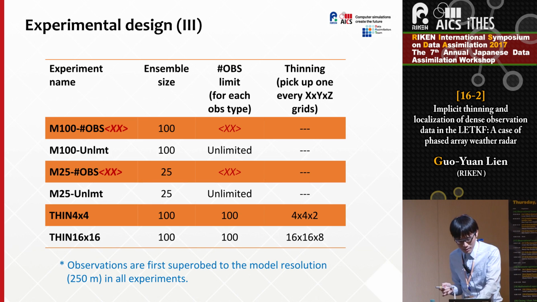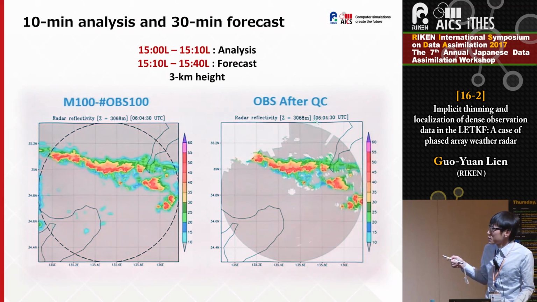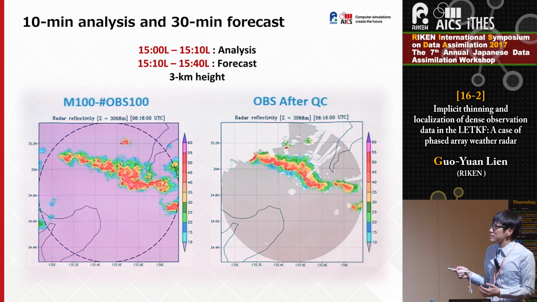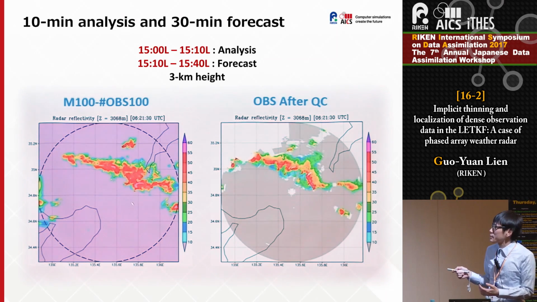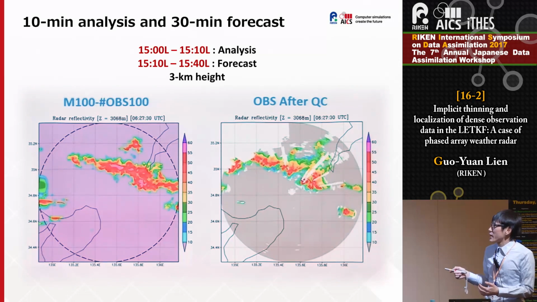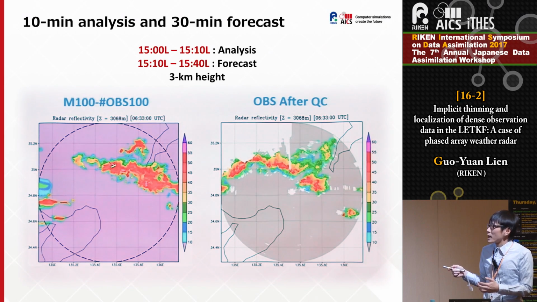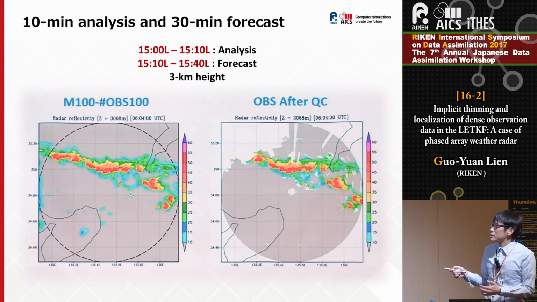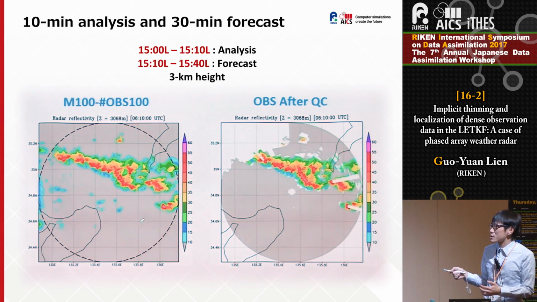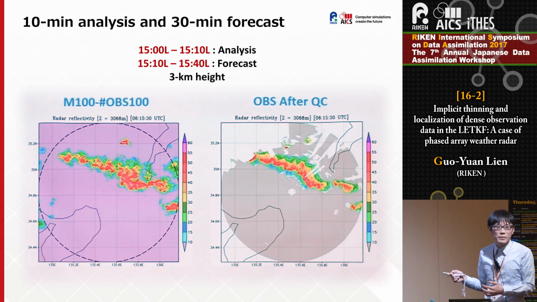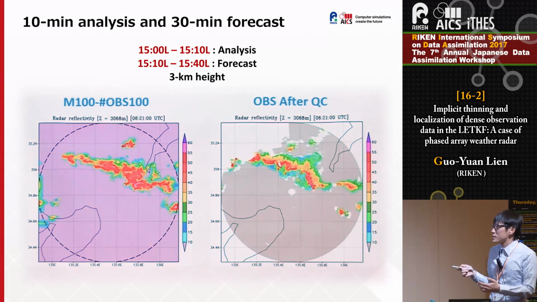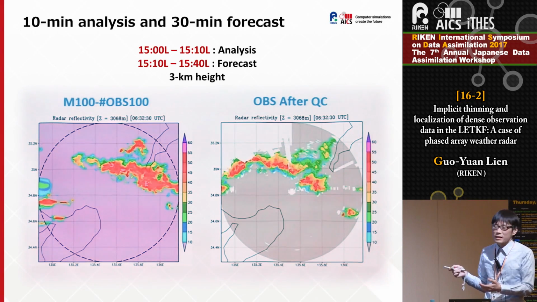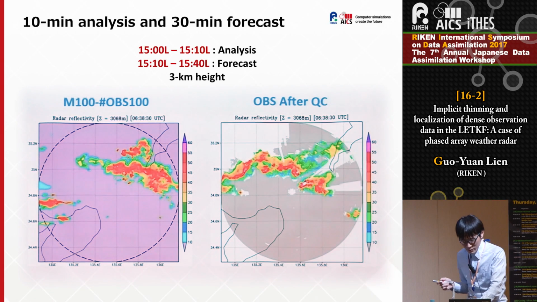We also compared the results with the traditional thinning method. So this is just to give an idea of what the model analysis and forecast look like in one experiment. The right panel is the observation, and the left panel is the model 10-minute analysis followed by a 30-minute forecast. When the background is gray, it's analysis, and when the background changes to purple, it's the 30-minute forecast. In the analysis, because we assimilate this data, it becomes very similar, and in the forecast they become more and more different.